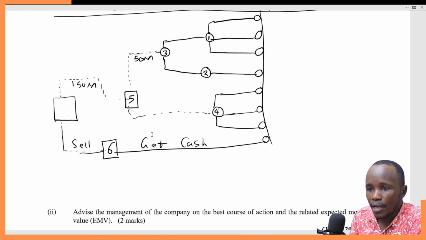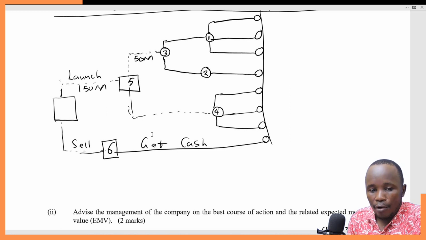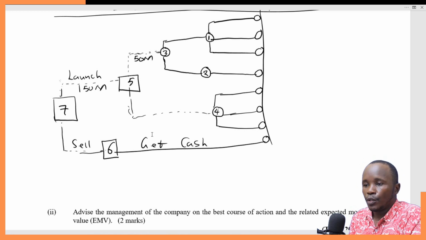I can bring this one up here so that it becomes clear. Here we have number 5, and then here, this is launching the product. This means that this is launch the product. I require 150 million. Now, testing the market, you require 50 million. And this is number 7.